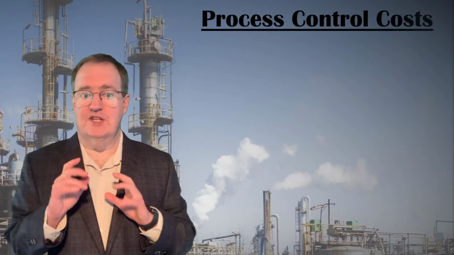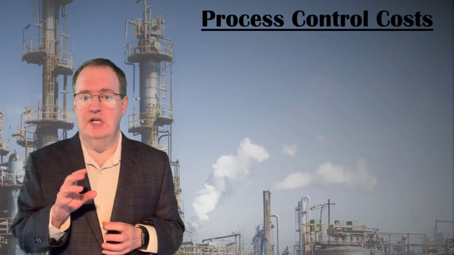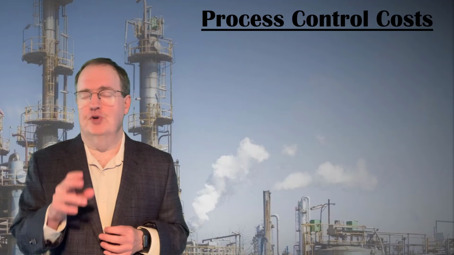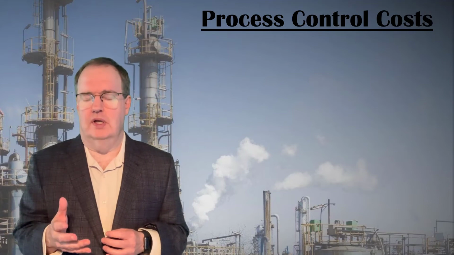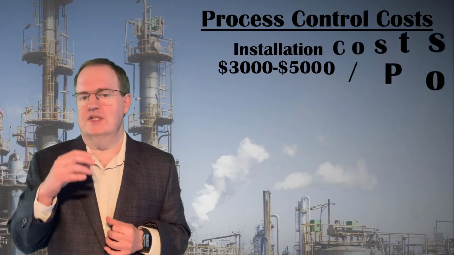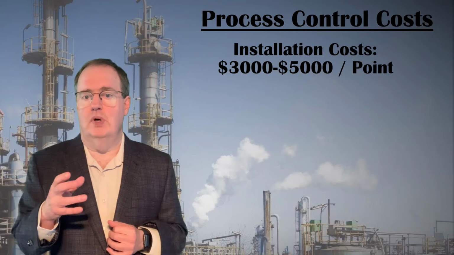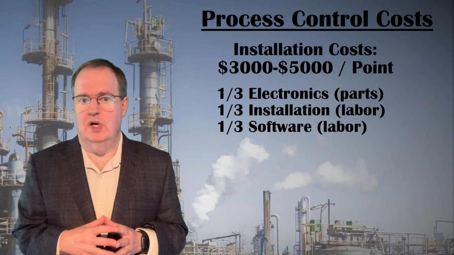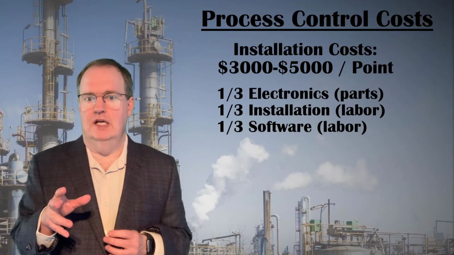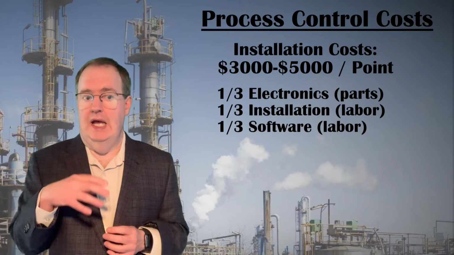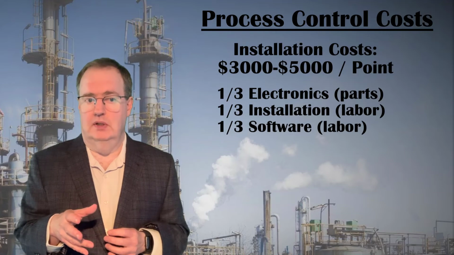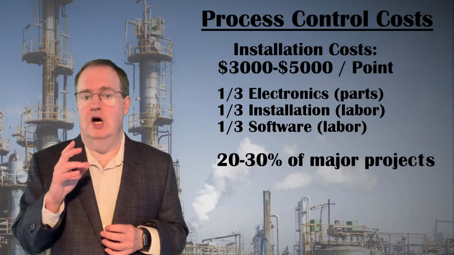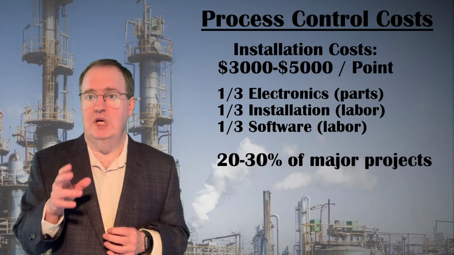Control systems are an expensive but necessary part of any modern process plant, essential for productivity, safety, and quality. Installation costs of $3,000 to $5,000 a point are typical, with a third of that cost going to system hardware, a third spent on installation, mostly labor, and a third spent on software. Process control will often cost 20 to 30% of many complex projects.